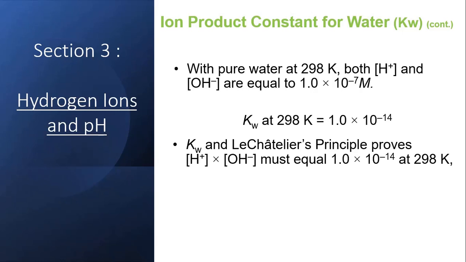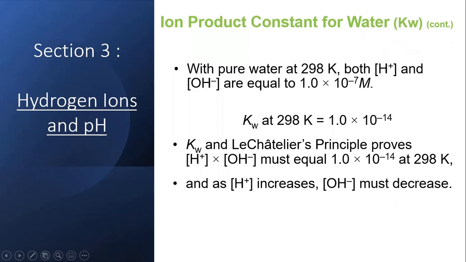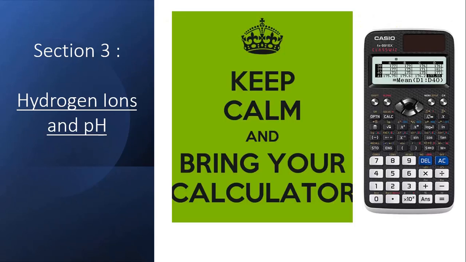Kw and Le Chatelier's principle prove that the concentration of H positive multiplied by the concentration of OH negative must equal 1 times 10 to the power negative 14 at the temperature of 25 degrees Celsius or 298 Kelvin. As the concentration of hydrogen increases, the OH negative must decrease. If the concentration of H positive decreases, this means that OH negative increases. So one of them increases, the other decreases, and we have a balanced value of Kw.